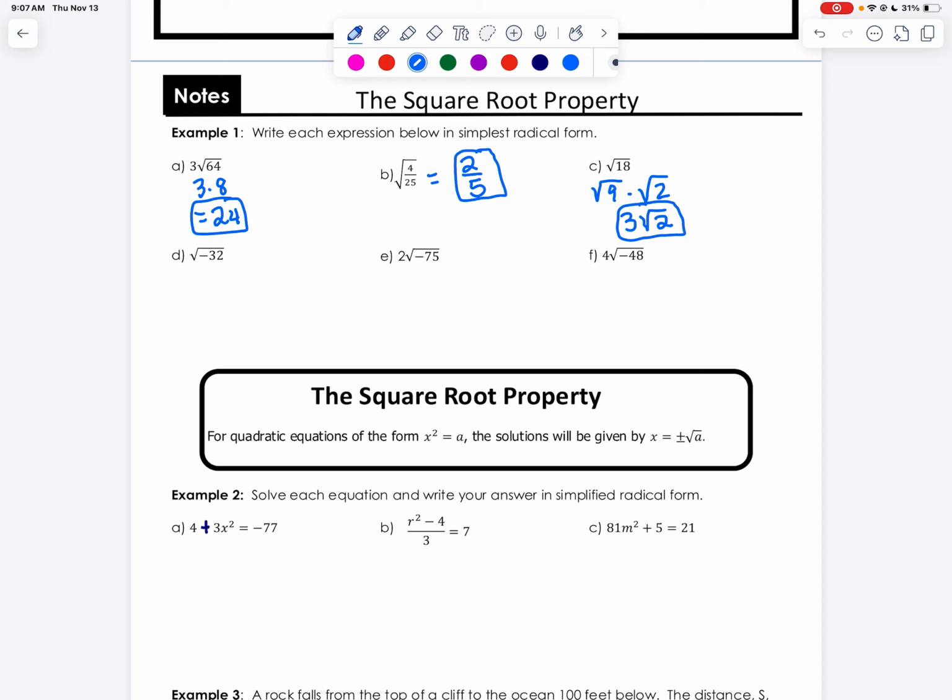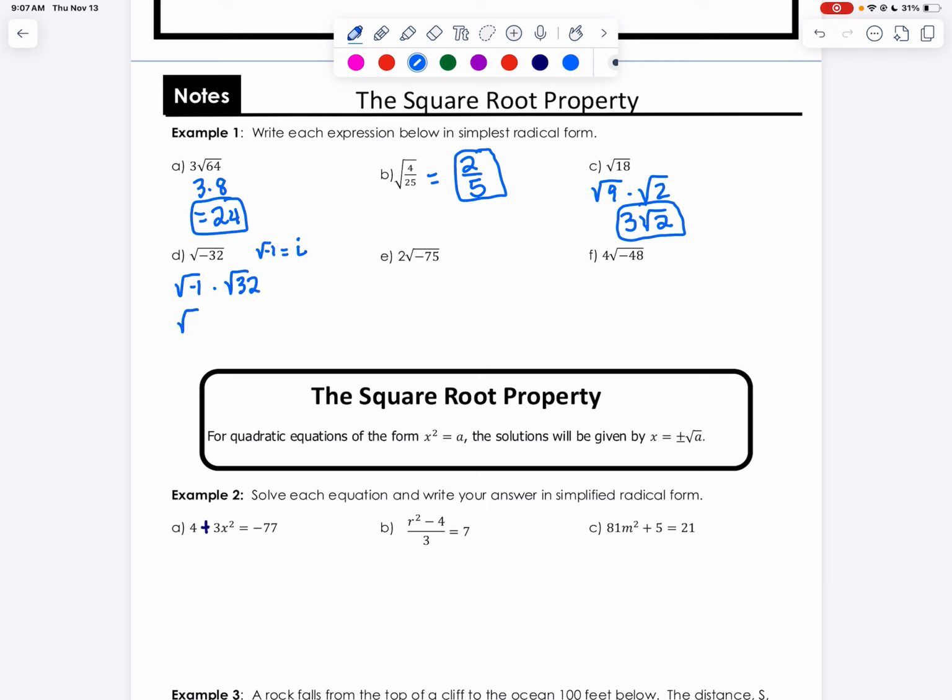All right, problem D. Hopefully you've learned how to simplify the square root of a negative radicand. And you'll remember that when we have the square root with a negative radicand, we can use the imaginary unit i, because the square root of -1 is equal to i. So if I were breaking down square root of -32, I would start by pulling out square root -1, and then I would rewrite 32 as the product of two perfect squares.